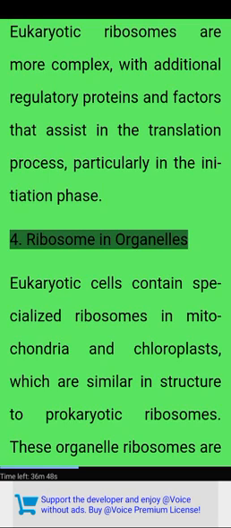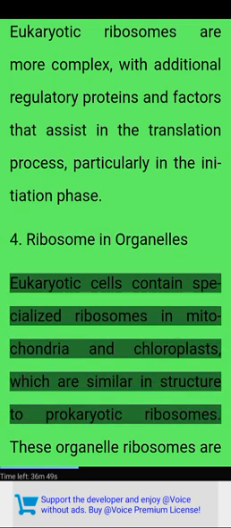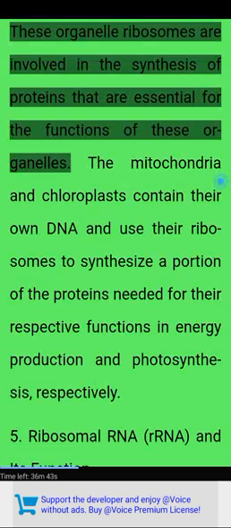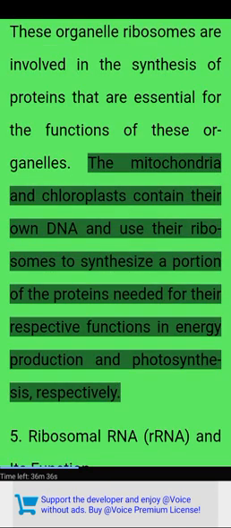4. Ribosome in organelles. Eukaryotic cells contain specialized ribosomes in mitochondria and chloroplasts, which are similar in structure to prokaryotic ribosomes. These organelle ribosomes are involved in the synthesis of proteins that are essential for the functions of these organelles. The mitochondria and chloroplasts contain their own DNA and use their ribosomes to synthesize a portion of the proteins needed for their respective functions in energy production and photosynthesis, respectively.